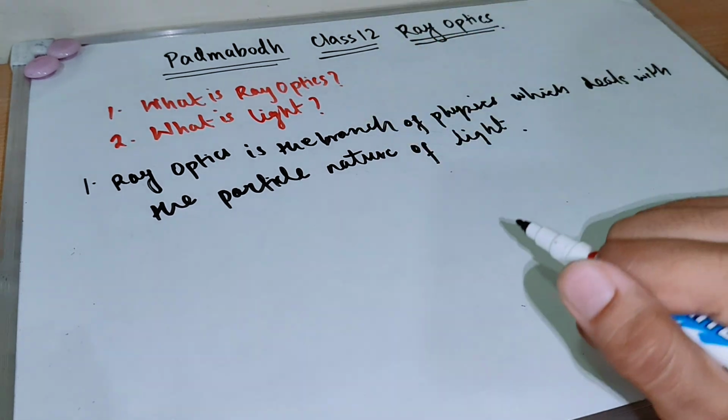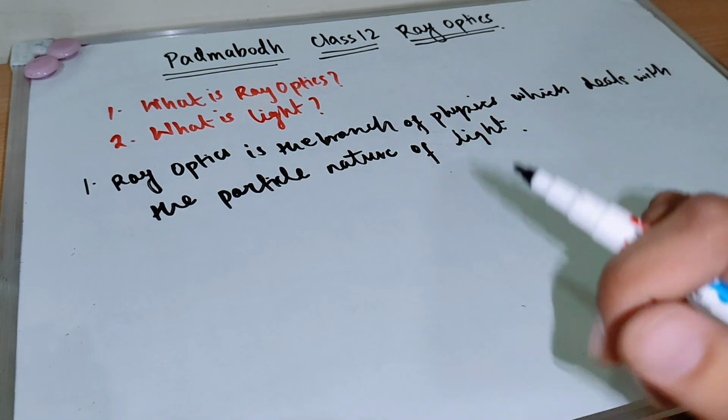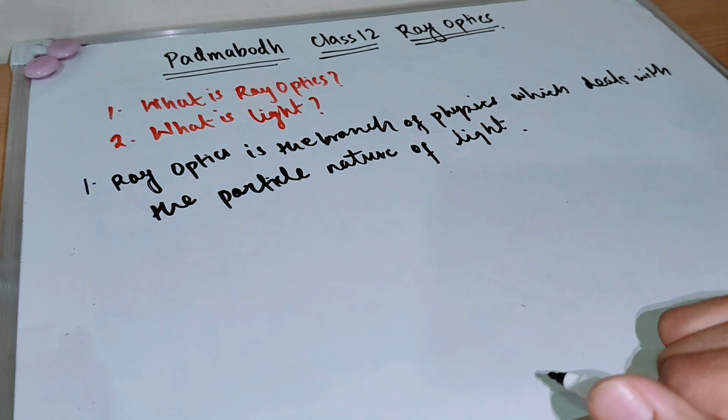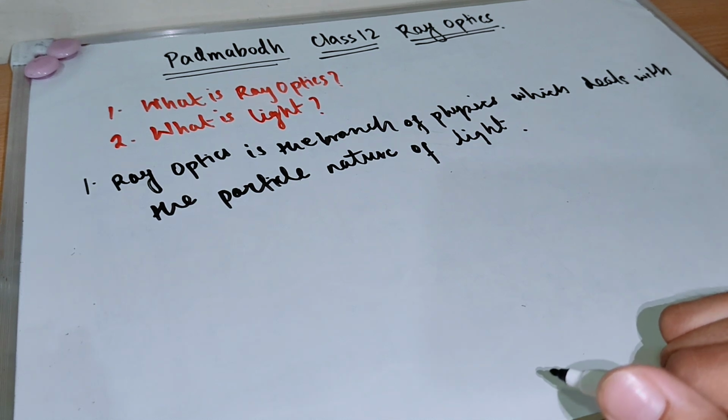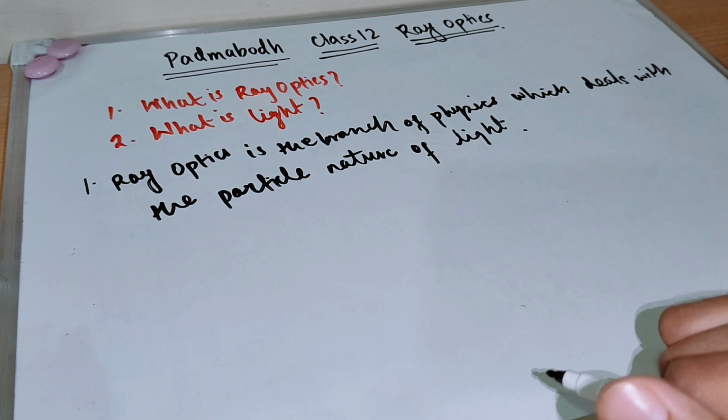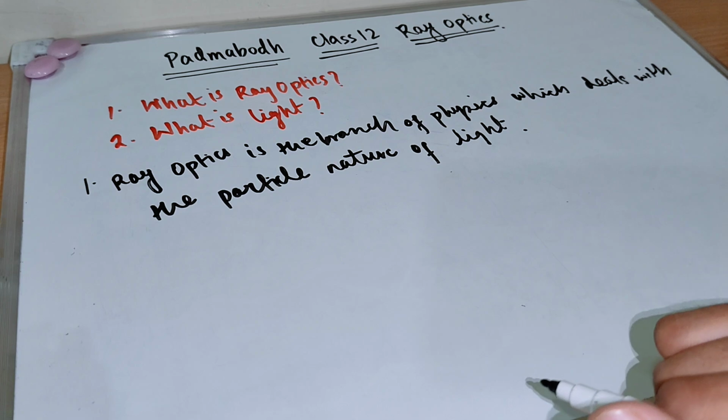The second question that arises is, what is light? So light is the electromagnetic wave in which the electric and magnetic field vary harmonically in space and time.